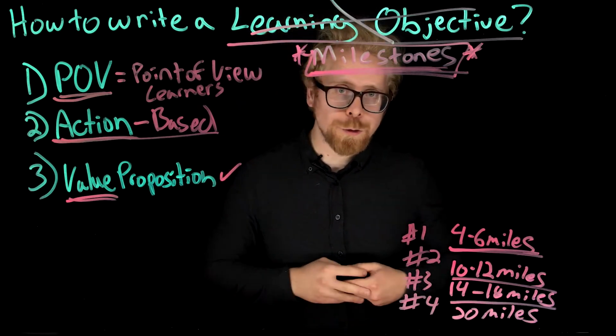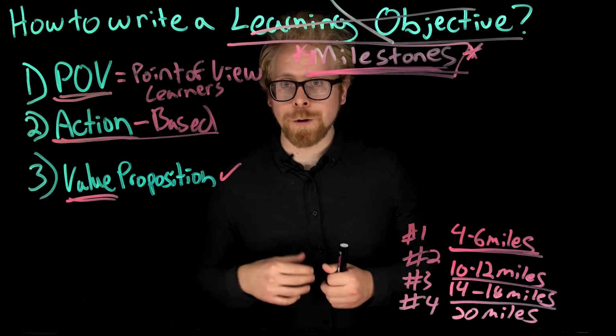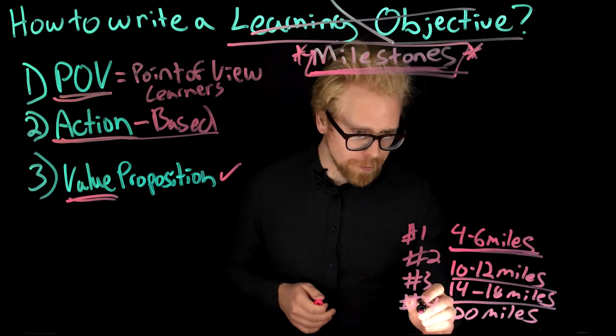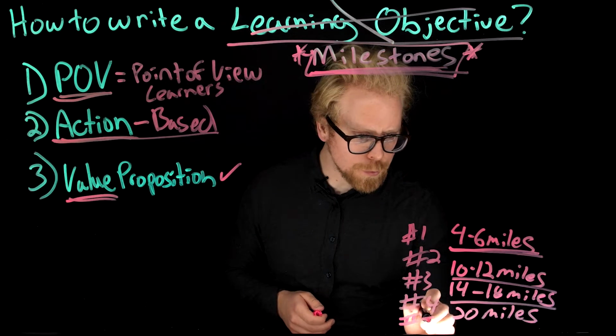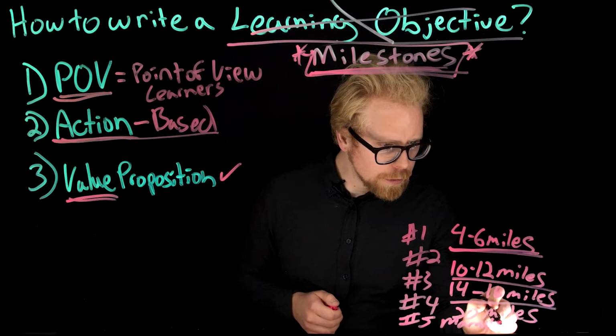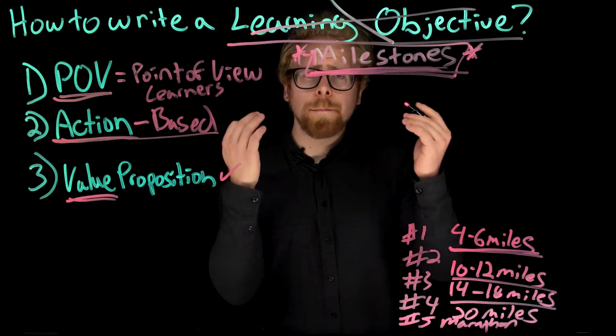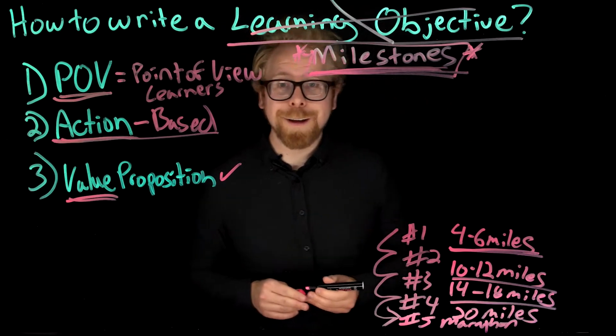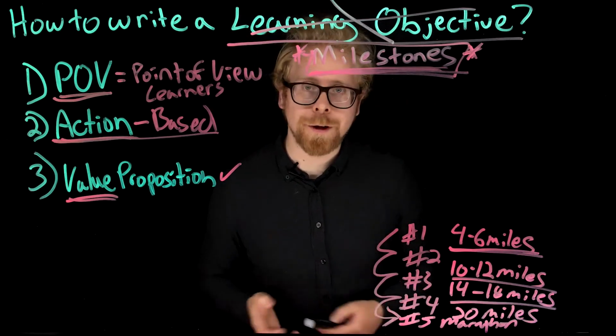And now I'm into ultra running, and ultra running, it goes beyond 26.2 miles. So I went beyond this milestone 5, which I'm not sure if I have room here. So I apologize if you can't see marathon right here. But beyond milestone 5 is training runs that are marathons in length.